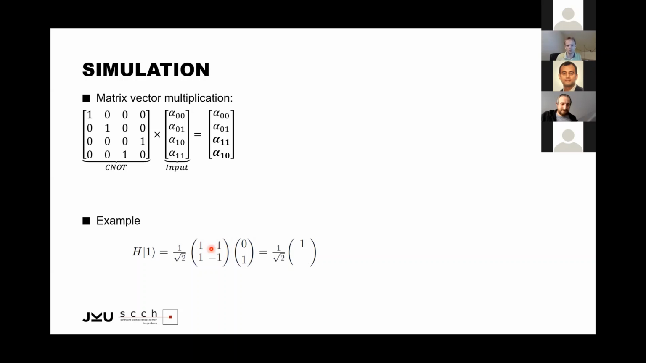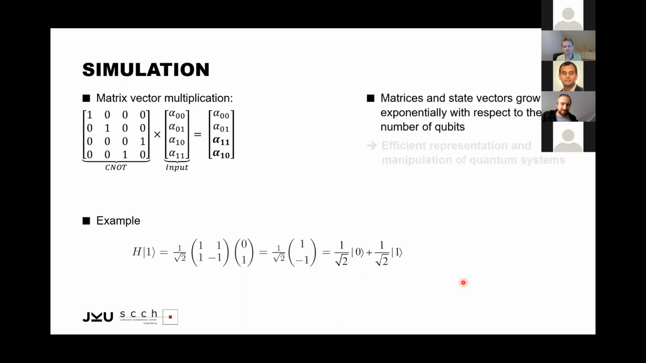And then you multiply this 1 with this 0, which is 0 again, and then you multiply -1 by 1, and you end up with this -1 here. And this is the result of your operation when you apply a Hadamard operation to the basis state 1. So basically, if you want to write a simulator for quantum computing, you simply need a matrix vector multiplication method. And the problem right now is, of course, that those matrices and state vectors, as I mentioned before, are exponentially large. So this is the main challenge to address.